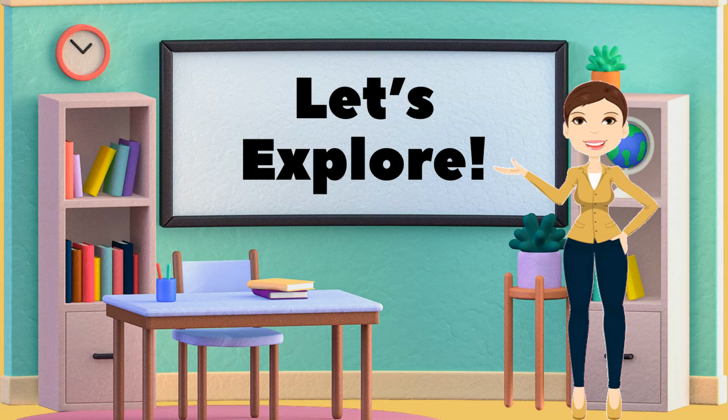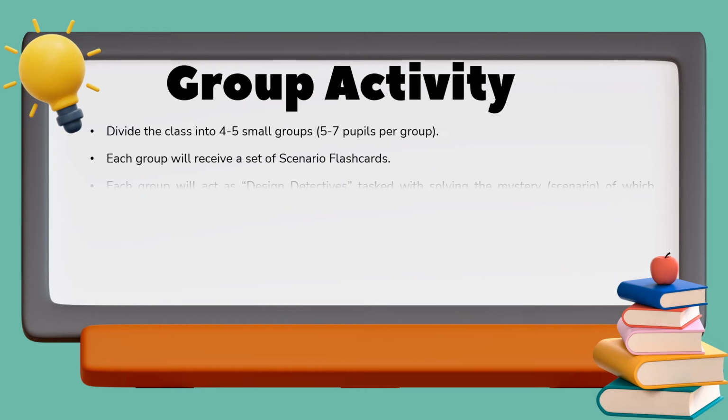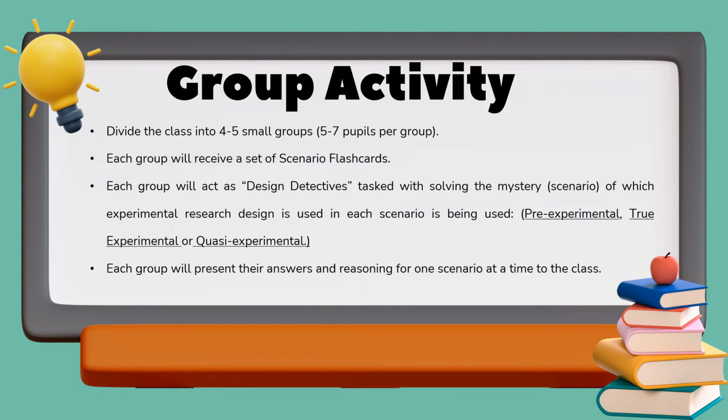Let's explore. We'll delve into our lesson through a group activity. The class will be divided into 5 groups with 5 to 7 pupils. Each group will receive a set of scenario flashcards. The groups will act as design detectives, tasked with solving the mystery of which experimental research design is used in each scenario. Each group will read through their flashcards, determine the type of design for each scenario, and present their answers and reasoning to the class, one scenario at a time. The group with the highest score at the end of the game wins the title of Top Design Detectives.